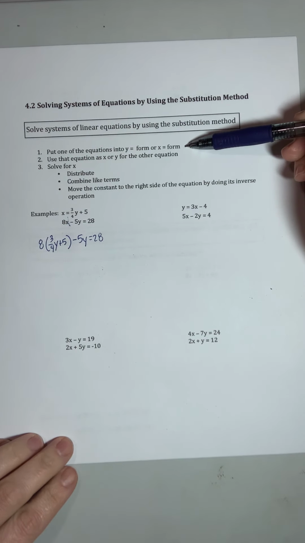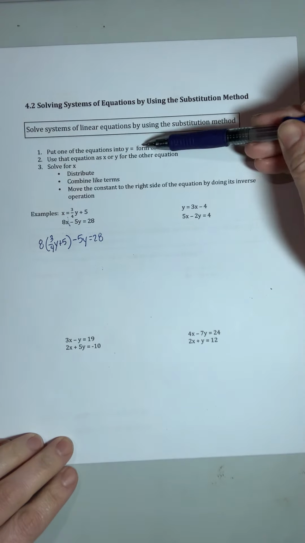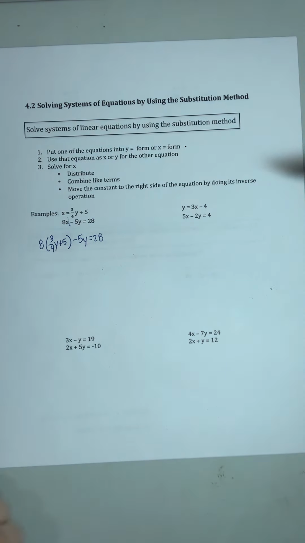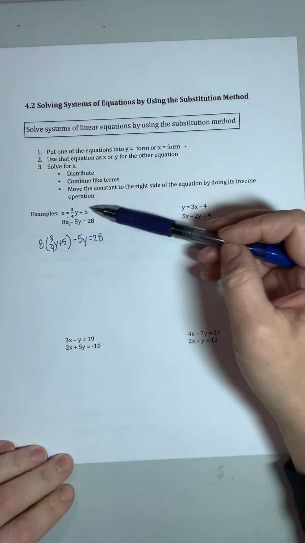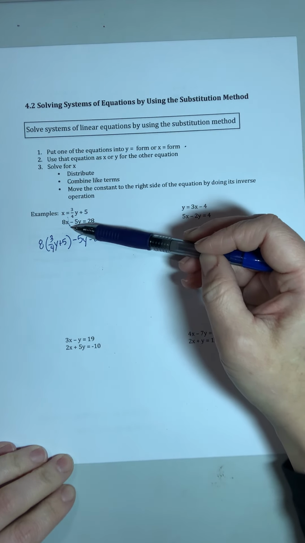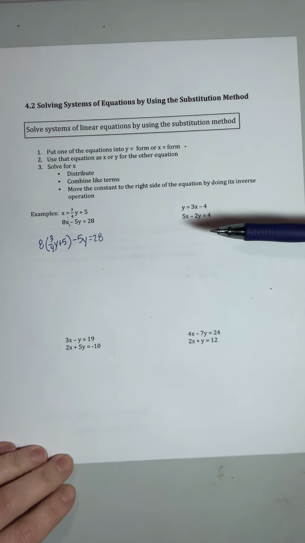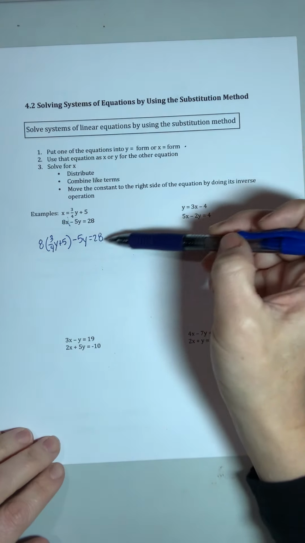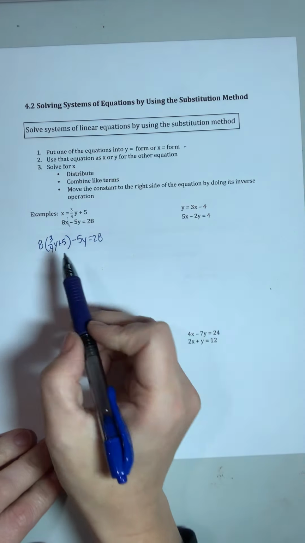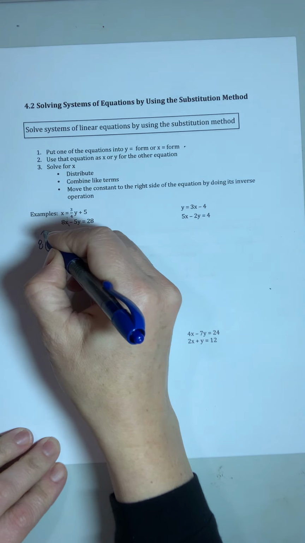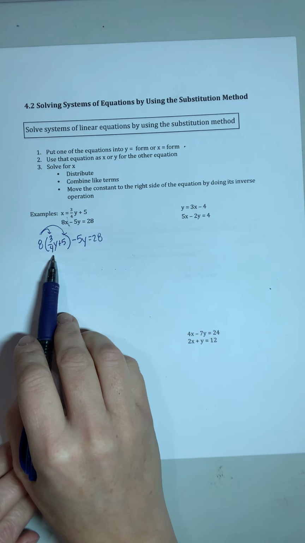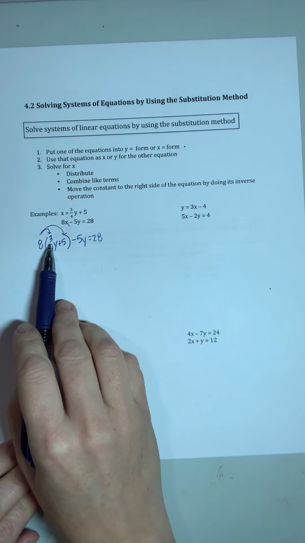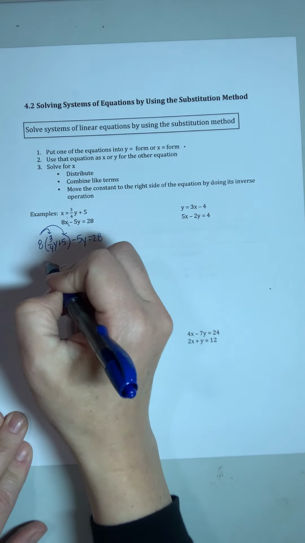So rule number 1, put one of the equations into y equals or x equals form. They already had it for us. Use that equation for the other equation. We did. We used this one and put it into that one. And now we're going to solve this. So since I have parentheses, I'm going to do 8 times 3/4. That's just taking 8 times 3, which is 24, and 24 divided by 4 is 6.